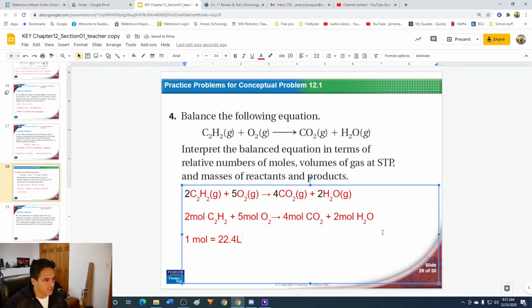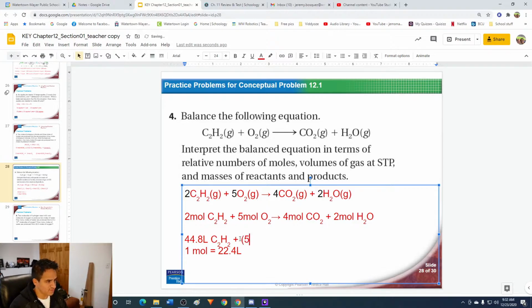Basically all we need to do then is to take our 2 moles of C2H2 and multiply that by 22.4 liters, which then will give us 44.8 liters of C2H2. So the 2 moles of C2H2, that's 44.8 liters of C2H2. So there's that one.